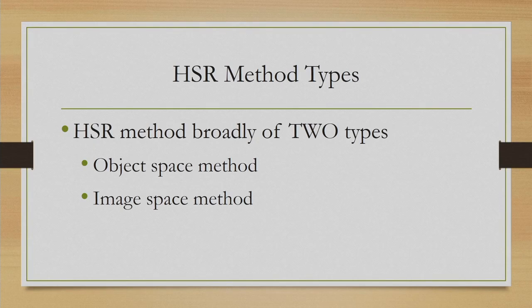Now, let us go into the details of the methods that are there to detect and eliminate hidden surfaces. There are many methods. All these methods we can broadly divide into two types. One is object space method, the second one is image space method. So, what is the idea behind these methods? Let us try to understand.